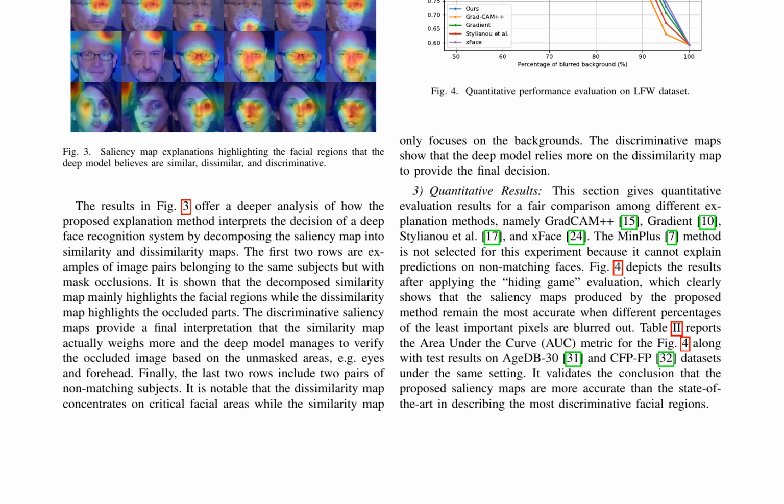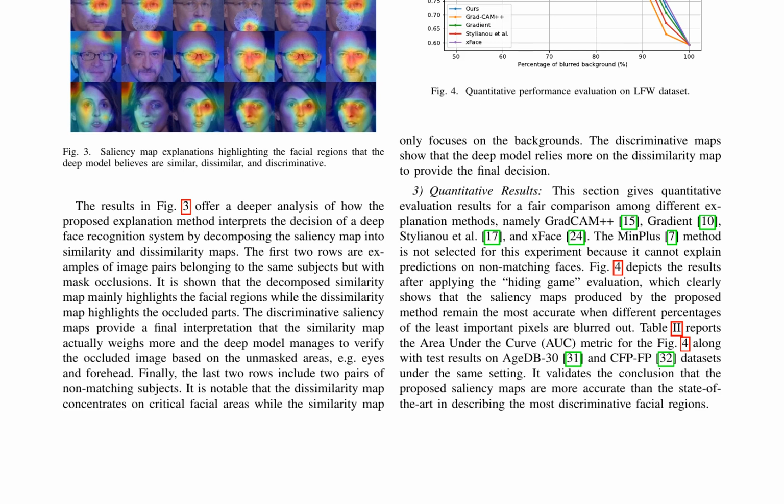Quantitative performance evaluation, presented in Figure 4, demonstrates the superiority of the proposed method over existing explainability methods, including GradCAM++, Gradient, Stylianou et al., and xFace. The hiding game evaluation, which involves blurring out different percentages of the least important pixels, reveals that the saliency maps generated by the proposed method remain the most accurate.